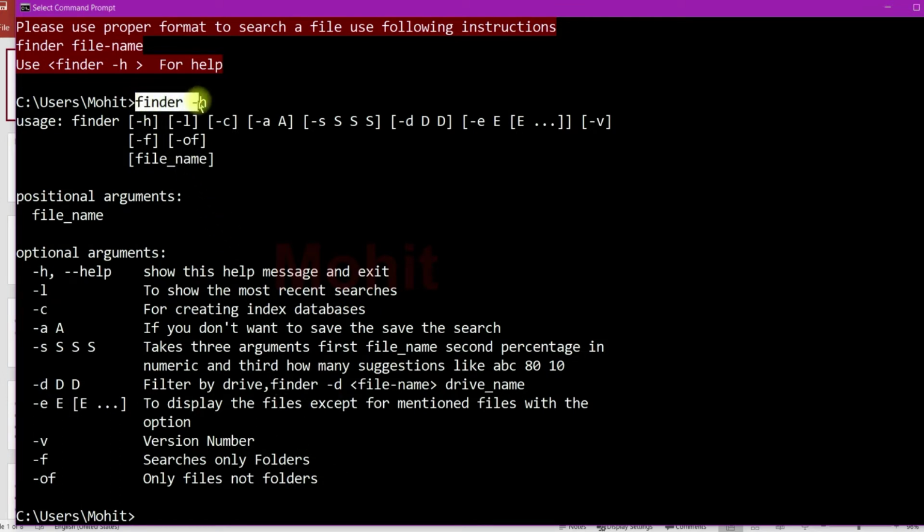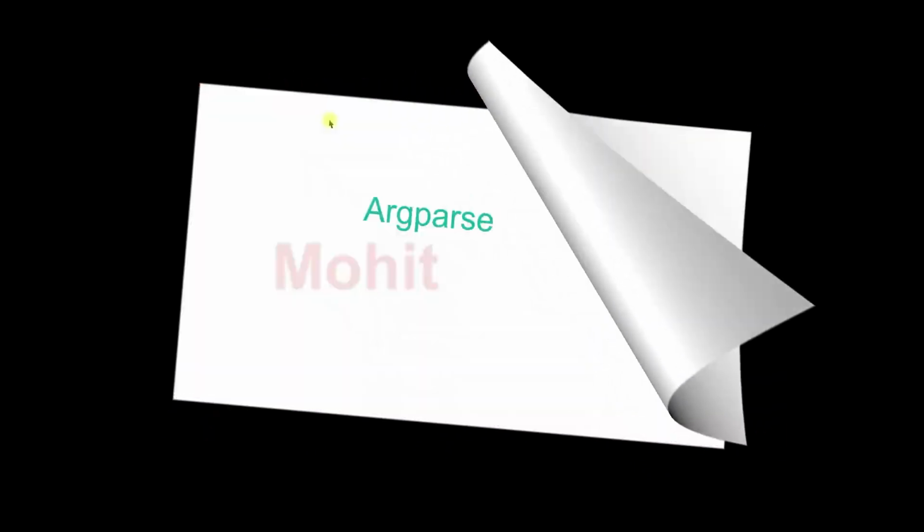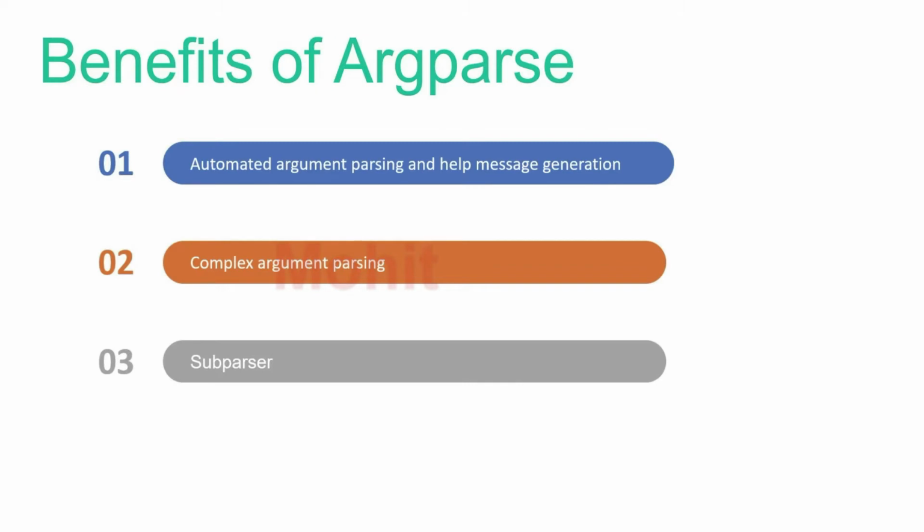In order to use command line argument, module argparse is used. Let us see what are the benefits of using argparse. It automatically generates the help message with option -h. You can use positional argument and optional argument with different options. Subparser: in a later video, I will show you how to use subparser.